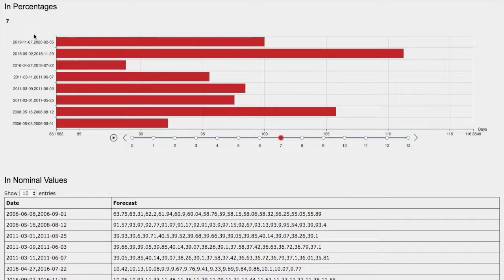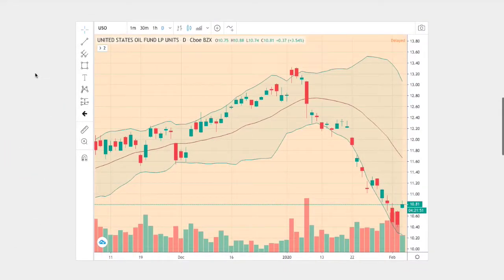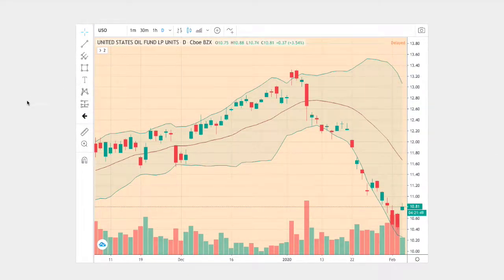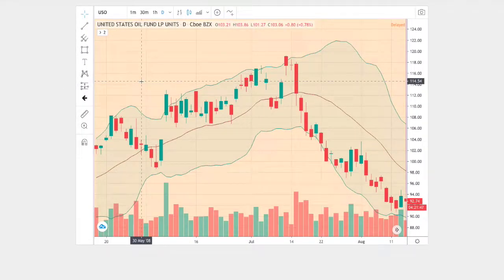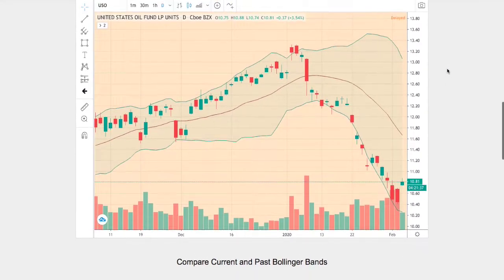So which one of these models should we focus on? Ideally the model that is the best match to the current trend. Right here we have the current trend, and below is the trend that I believe is the best match. This trend dates back to May 16th to August 12, 2018. And let me point out why these two charts are similar.